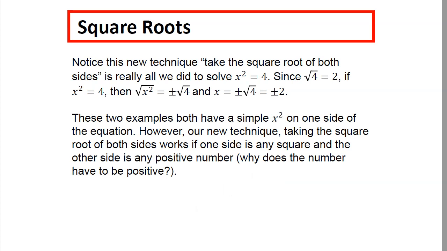Note this new technique, take the square root of both sides, is really all we did to solve x squared equal to 4. And these two examples both have a simple x squared on one side of the equation. However, this new technique, taking the square root of both sides, works if one side is any square and the other side is any positive number. Why does the number have to be positive?